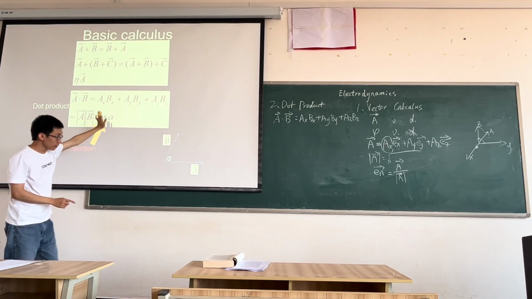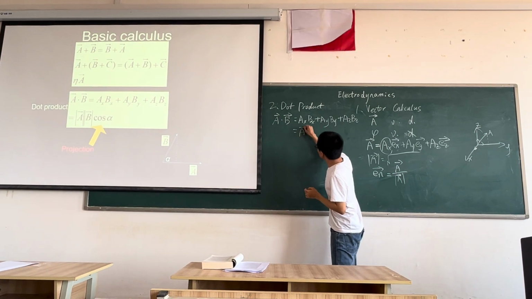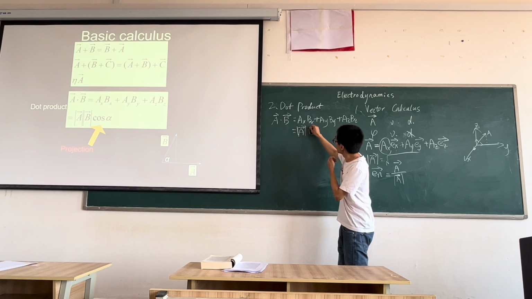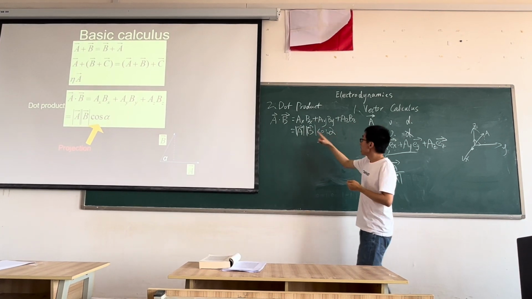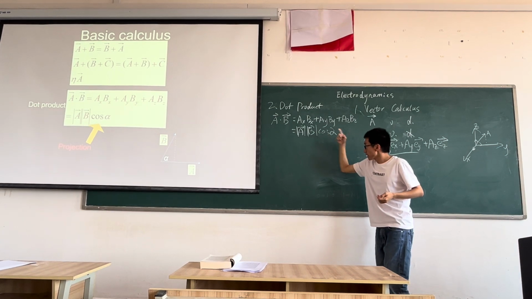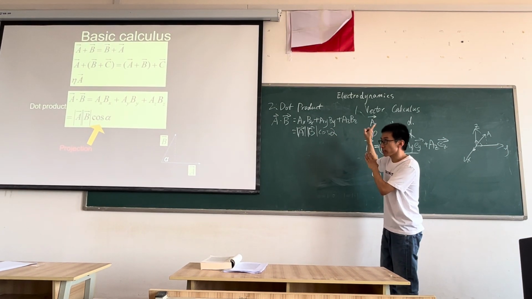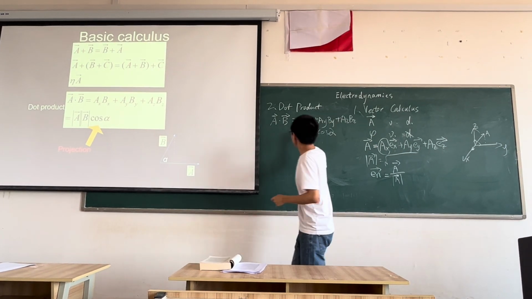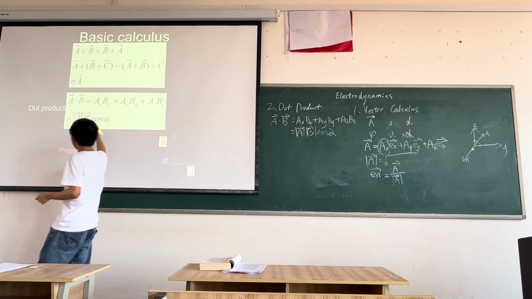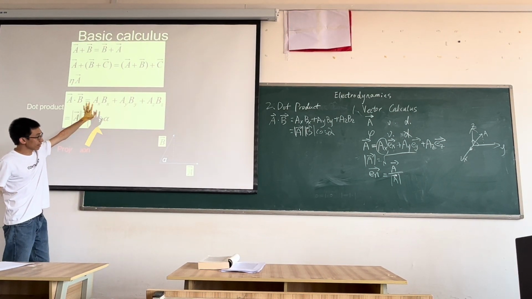It's also equivalent to A's length times B's length times cosine alpha, where alpha is the angle between vector A and B, right? So, how do we understand this? How do we understand cosine of the angle between A and B?